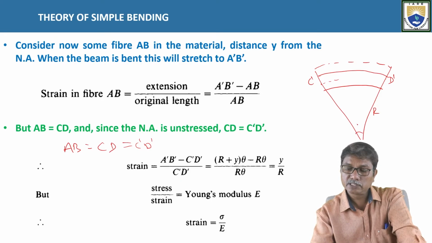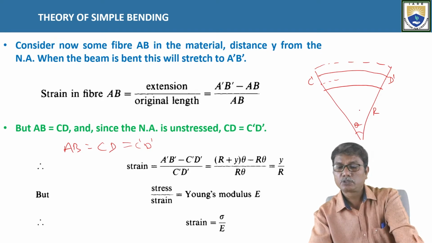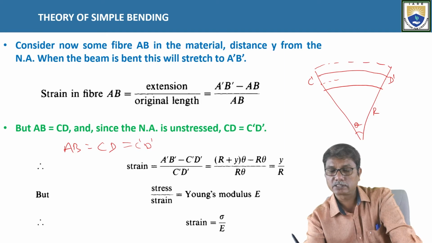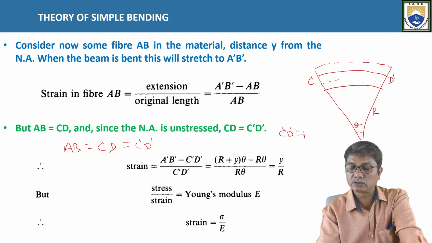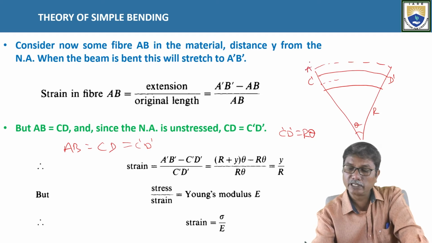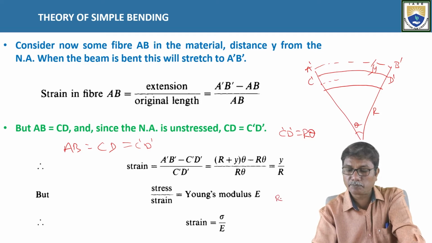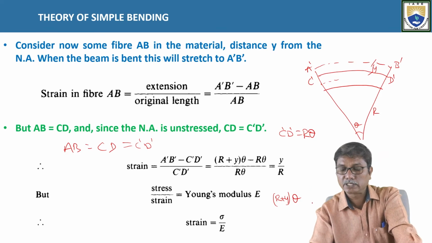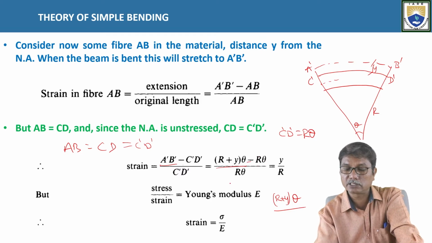And observing this figure, the angle subtended by the portion C'D' at the center is theta, and the radius of the curve to the neutral layer is r. So the length of C'D' is equal to r theta, theta being in radians, and the length of A'B', which is at a distance of y from neutral layer, so total radial distance is r plus y, into theta. So the strain is A'B', that is (r plus y) theta, minus C'D', r theta, divided by r theta.